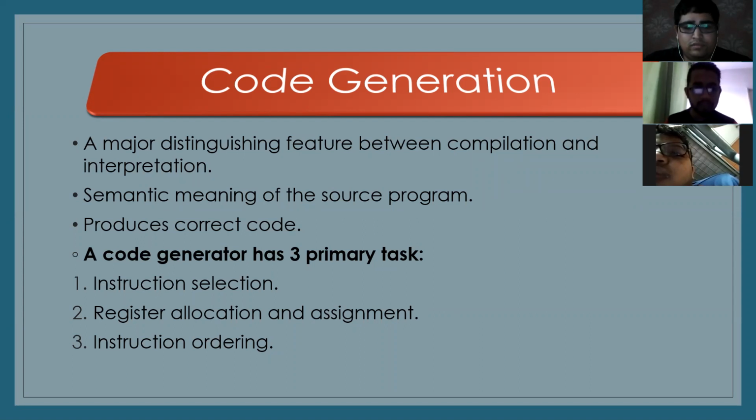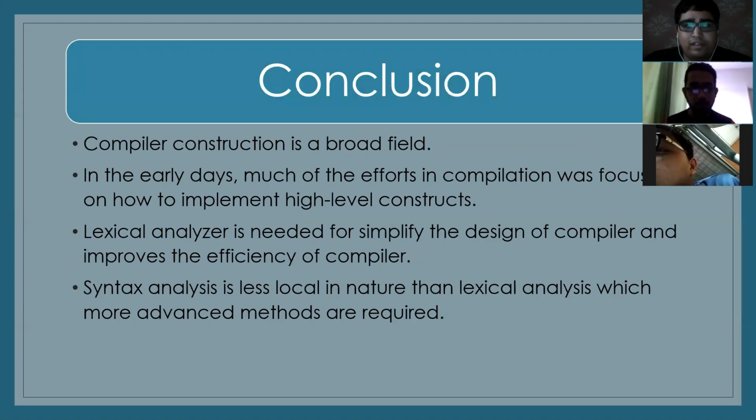The most important criterion of code generation is that it produces correct code, and it depends on some topics. These are the input to the code generator, target program, operating system, memory management, then instruction selection, register allocation and assignment, and evaluation order. Okay, next slide.